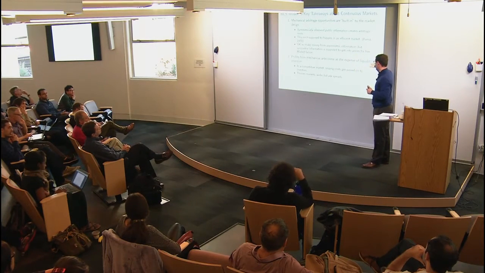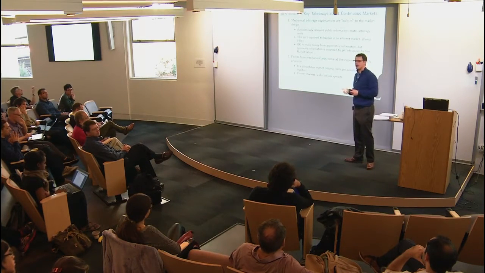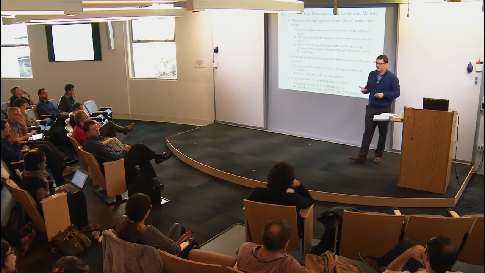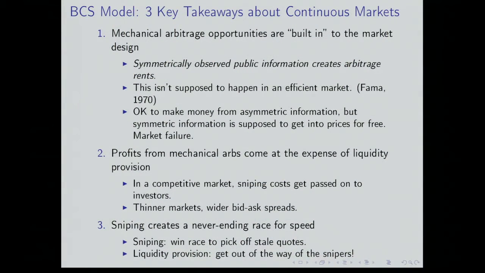Okay, so this creates a cost of liquidity provision that gets passed on to investors and manifests in less liquidity in thinner markets. And then third, this sniping phenomenon creates a never-ending speed race, because it's in my incentive to get faster to get out of the way of Thomas, and it's in Thomas's incentive to get faster to successfully snipe me. So you can imagine each year we're investing in speed, getting faster and faster and faster, trying to win this race.